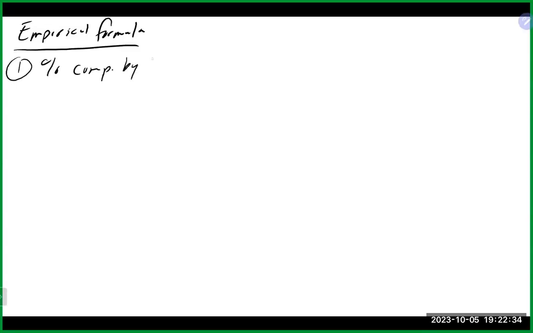So to calculate the empirical formula, if you are given the percent composition by mass, which is very common, we want to really turn those percentages into grams. And when you have a percentage, you want to turn it into sort of a usable number. You usually assume you have how much of it.